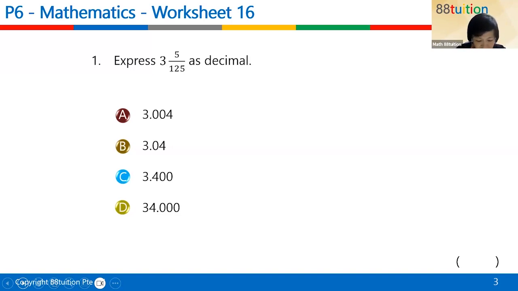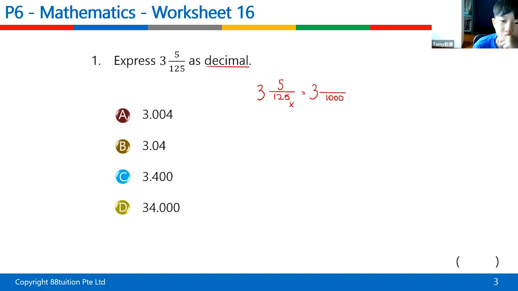Okay, let's start. 3 holes. As a decimal, you got the 3 hole there. And then the denominator is 125, and the 5 is on the numerator. So we have to change this to a 1000, by multiplying by how much? 4? Wait, it's 8. Sorry, 8. When you times 8, you should get 40.